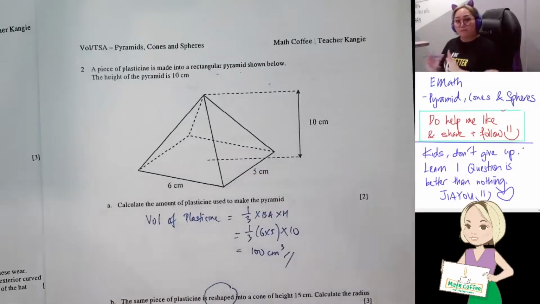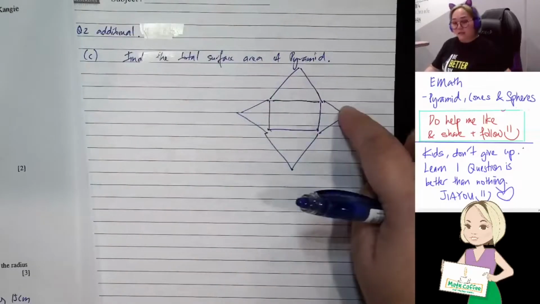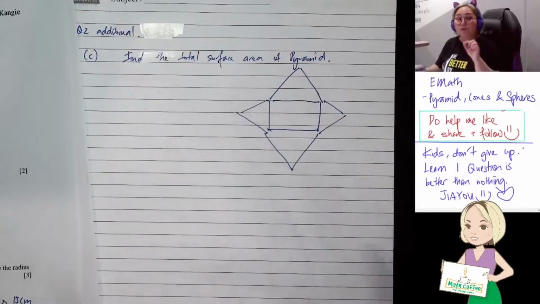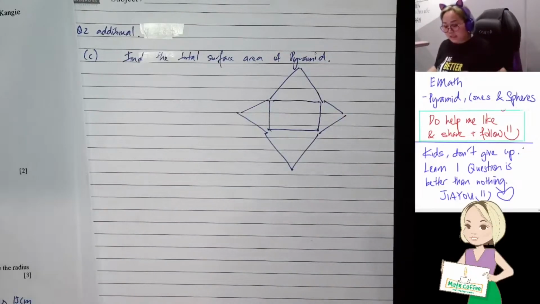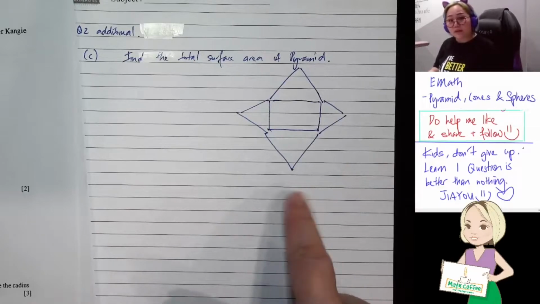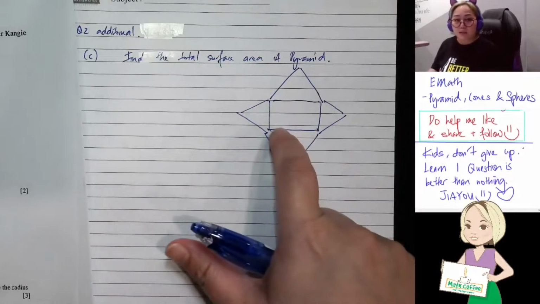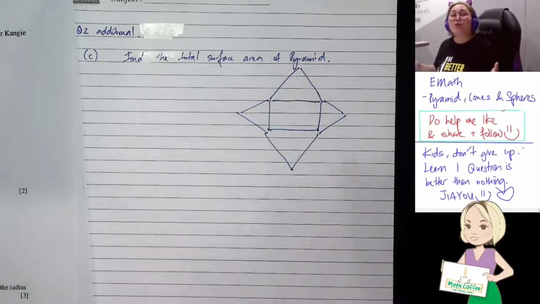So when I open up, they are not 4 identical triangles. These 2 are identical, and these 2 are identical, so I have 2 pairs of triangles. To find the total surface area, I need to find the area of the 4 triangles and then add the area of the rectangle. That will be my total surface area.